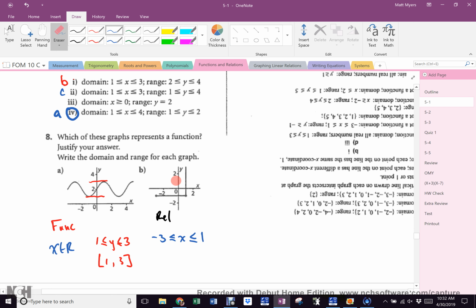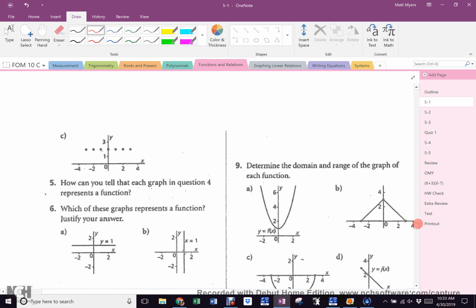What's my range? What's my lowest y value? -1. Does it ever stop? No, because there's no dot. So -1 is less than or equal to y. Or the better way that we would write that would be y is greater than or equal to -1. But I would accept both of them. But you'll notice in the answers, they like to have the y first. Everybody cool? Everybody good? All right, you try 8, C, and D.